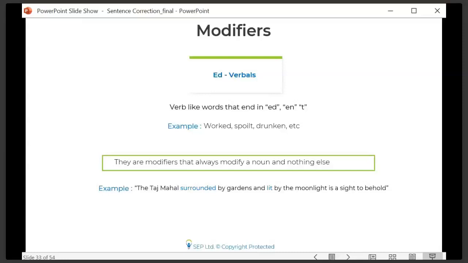So now I ask a question. What is a sight? The Taj Mahal is. Good, bingo. Is a verb because I have an answer to my verb. I have a subject. Okay. A sight to behold. Now, to behold is also verbal.